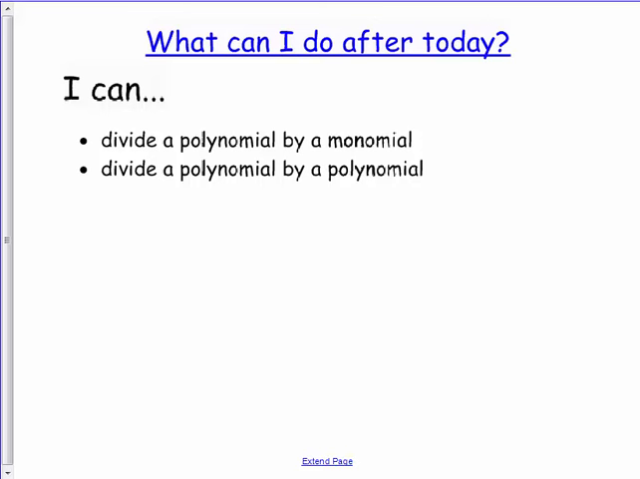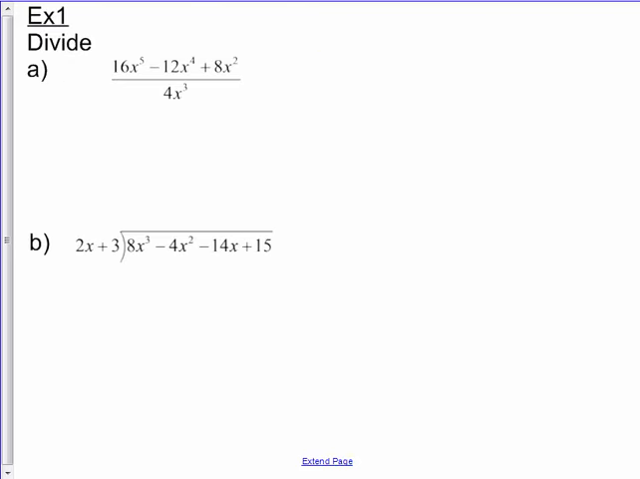This is Senior Algebra, Section 5.7, dividing polynomials here. So today we're doing two things: dividing a polynomial by a monomial, so one term there, and then a polynomial by a polynomial, so 2 or 3 or 4 terms divided by 2 terms here. So we'll start with the easy one, polynomial divided by a monomial.